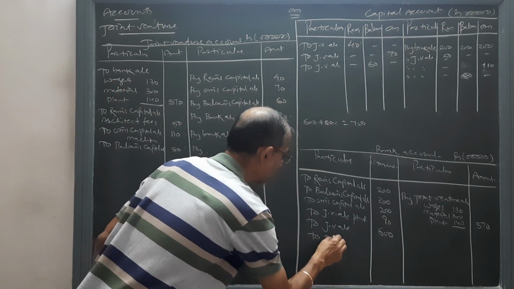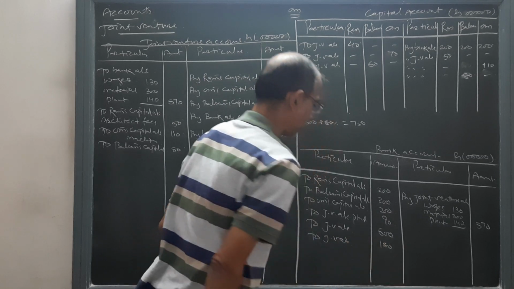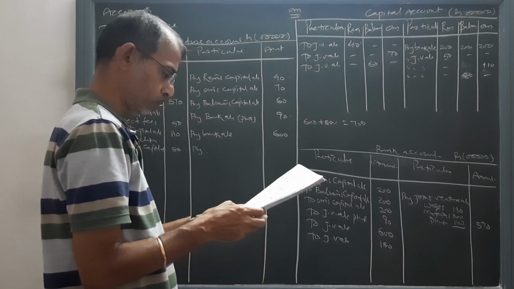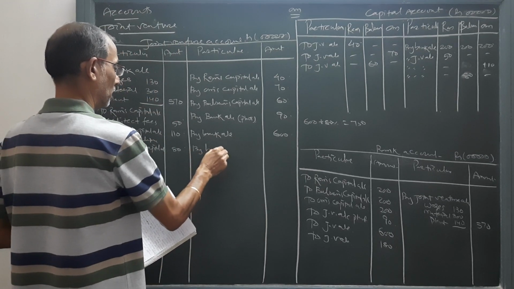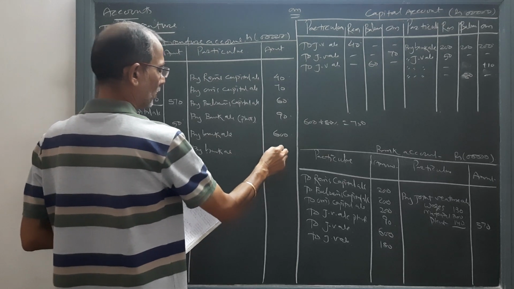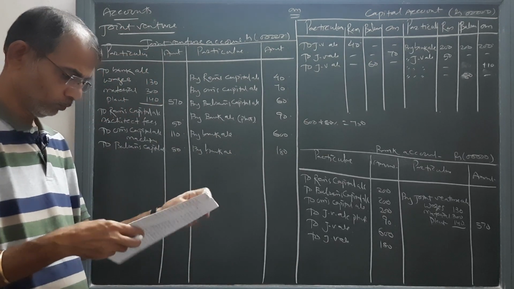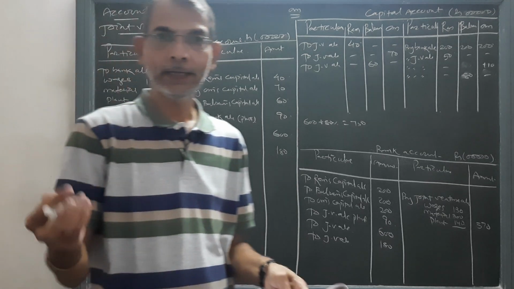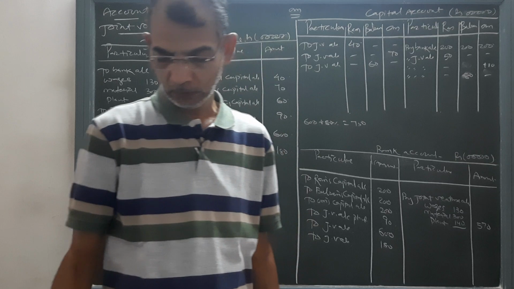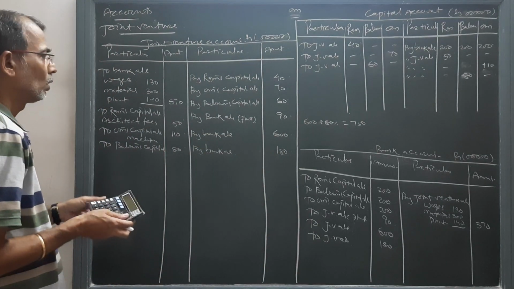To joint venture account, while by bank account. Now we will tally the joint venture account and find whether it is profit or loss.